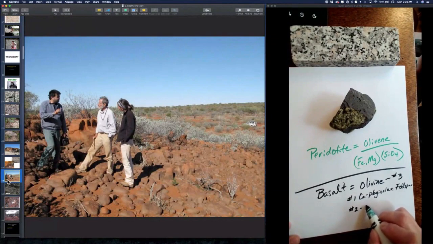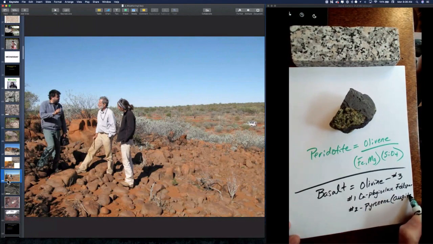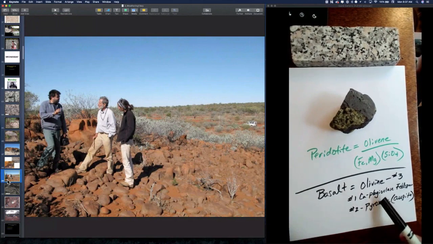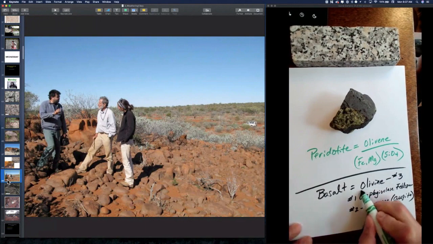Pyroxene. A pyroxene's a family. Most common one is augite. So pyroxene is a family of minerals, and really calcium plagioclase is too. Sodium calcium plagioclase. It's kind of a family of minerals, and augite is the most common. But this would be number 1, number 2, and olivine is number 3.